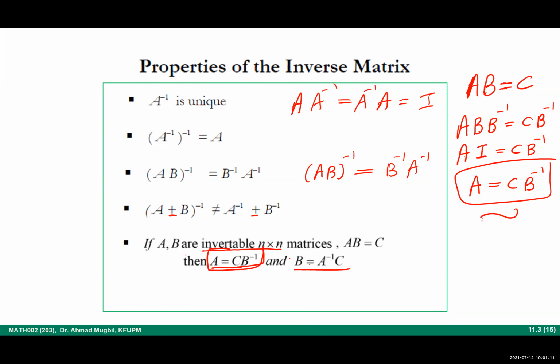Now let's see how to solve it for A. We have AB equals C. How do we solve it for B now, shabab? Who can tell me how to solve it for B? I want B at the end. So we will do what? Multiply by A inverse on both sides. From the left or from the right?